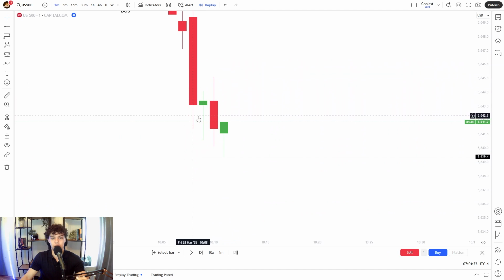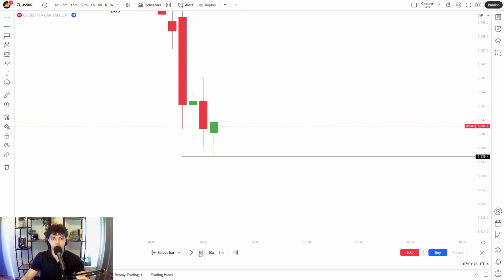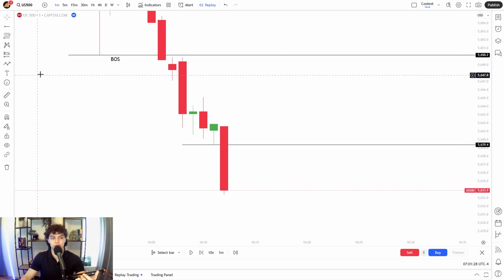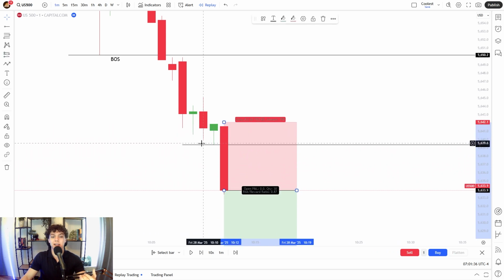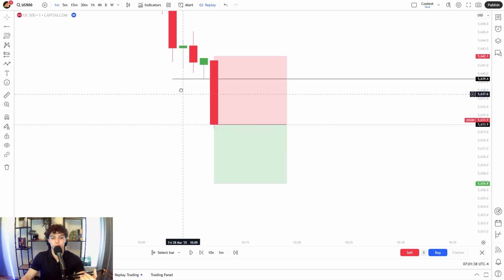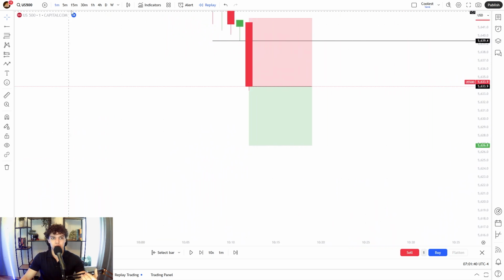Remember, impulse, retracements. We want to see the body of the candle close. Now we could enter right here, right on the money, and put the stop loss above this lower high. Remember, lower high. So we're going to put the stop loss there, and we can target those liquidity areas.